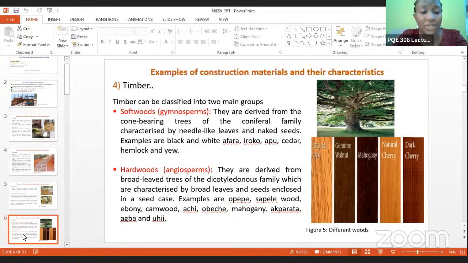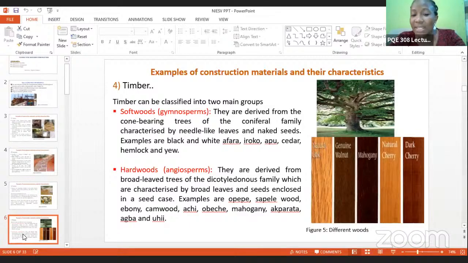However, back to our presentation, timber can be classified into two main groups. We have the softwood and we have the hardwood. So what do we understand by softwood? Or how do we differentiate softwoods from the hardwoods? Another name for softwood is gymnosperms, while the hardwoods are angiosperms. Softwoods are derived from cone-bearing trees of the coniferous family, characterized by their needle-like leaves and naked seeds. Softwoods are also resilient and they do not accept finishes.